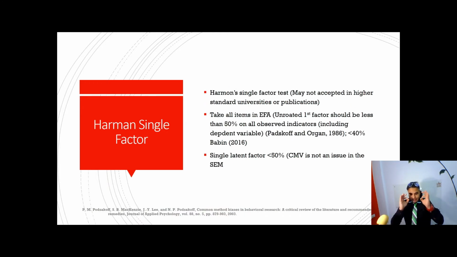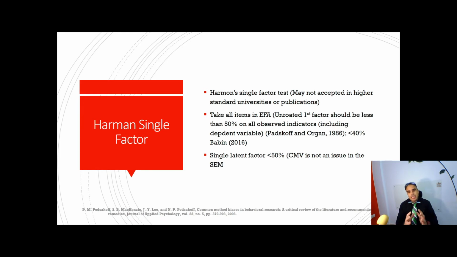One method that we use to check for CMV is the Harman single factor method or single factor test. It may be accepted in many universities and many publications. However, some universities and some publications may not prefer the Harman single factor test.